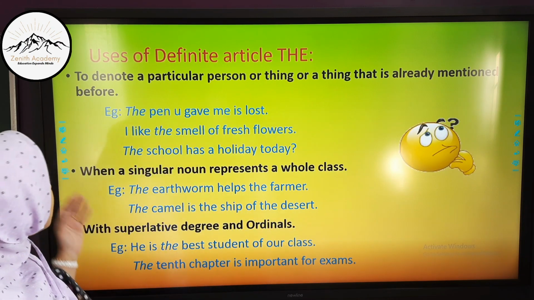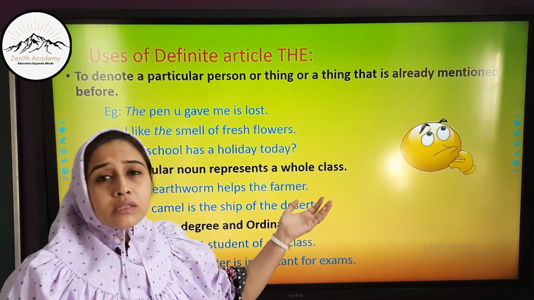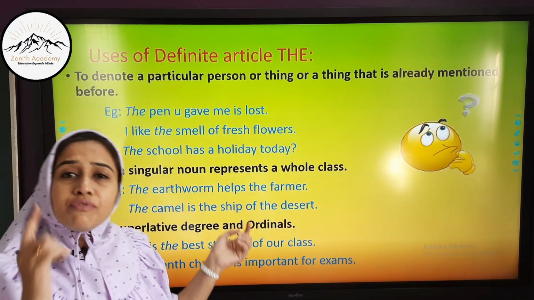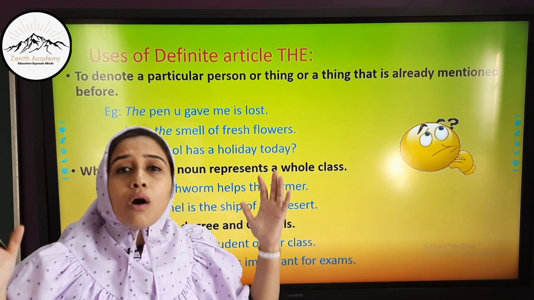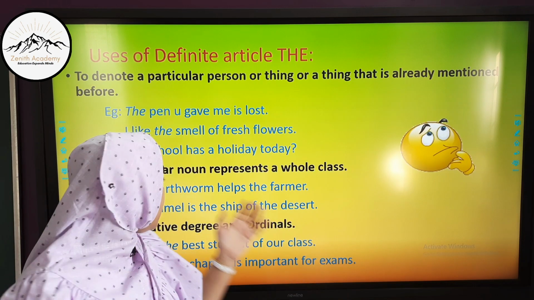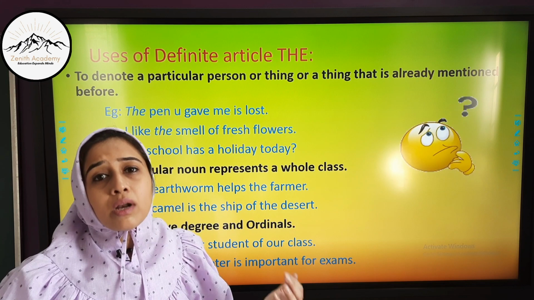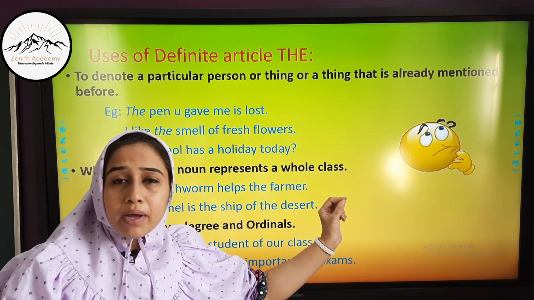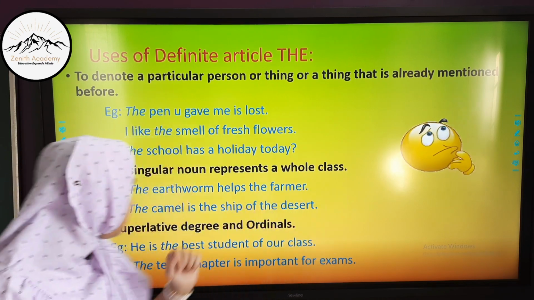Now the next one is when a singular noun represents a whole class. How does it happen? The earthworm helps the farmer. Now, does one particular earthworm help the farmer? No, we are talking about the entire class of earthworms. But we use the because we cannot say earthworms help farmer or something like that. It is, the earthworm helps the farmer. It means all the earthworms are helping all the farmers.